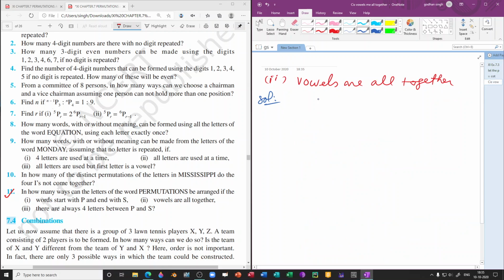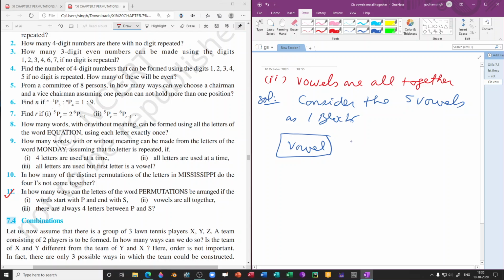So vowels are all together. That means vowels should be always together. So let us first consider the vowels as one block. Consider the 5 vowels as one block. So this is the vowel block. For the time being we are considering only one block.